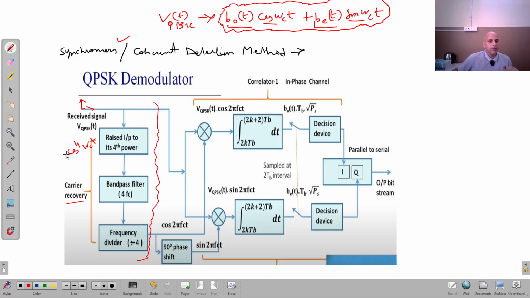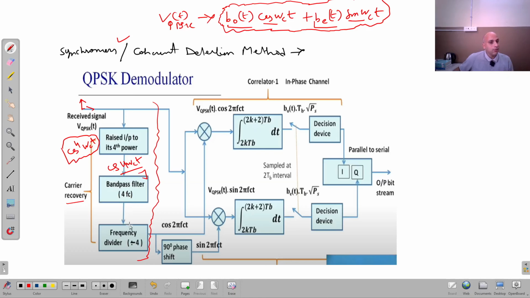Then what we will do is pass it through the band pass filter. What will the band pass filter do? It will convert cos power 4 omega c t into cos of 4 omega c t. I mean, it will expand it. Cos power 4 omega c t can be expanded by using a trigonometric formula of cos.